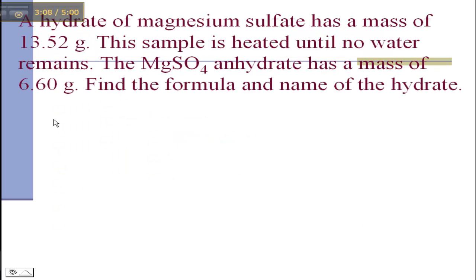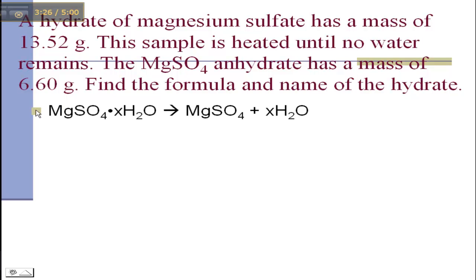Now if you have a problem like this, where you have a hydrate, it has a mass of 13.52 grams, we're going to heat the sample until there's no water left. So then we have the anhydrate that has a mass of 6.6 grams. So find the formula and the name. So what we have to realize is that our hydrate has a formula that looks like this. Now we don't know how many waters are attached. And when we heat it, we separate our compound into magnesium sulfate and that number of waters.